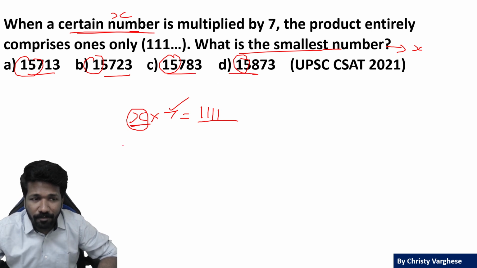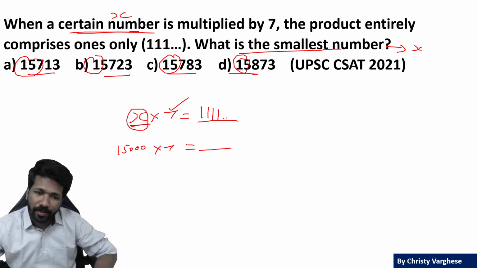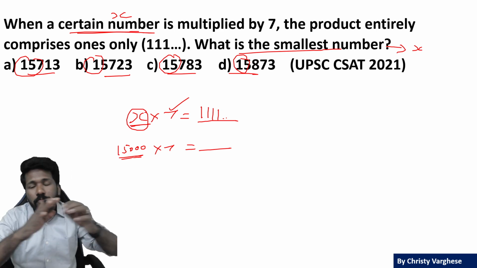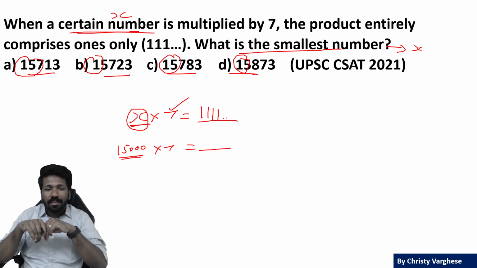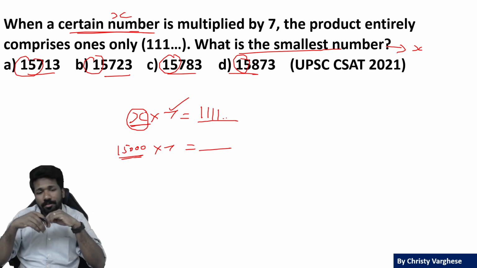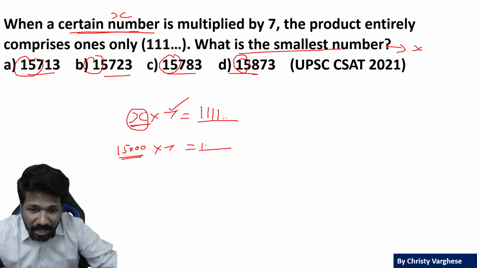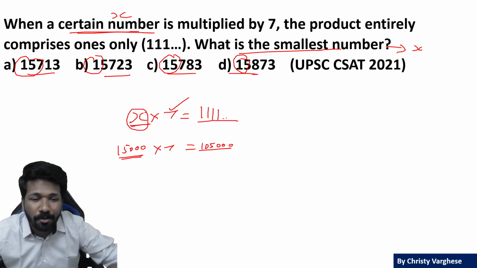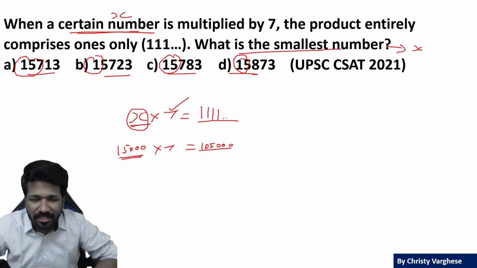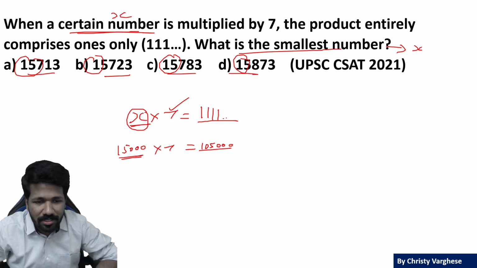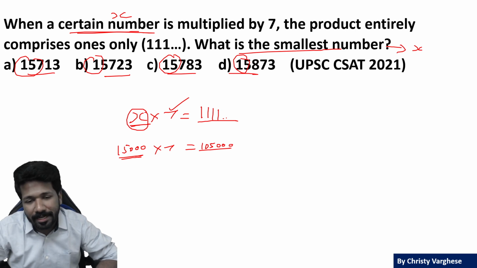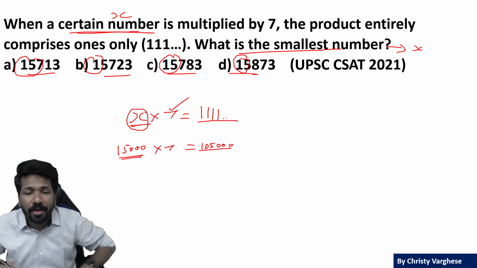So if option A or option B or option C or option D is the answer, that is 15,000 something into 7, that is equal to 1111. How many ones, we still don't know. But by this idea that all options are in the 15,000 range, that will give you clarity. 15 into 7 is what? 15 into 6 is 90, 15 into 7 is 105. If you know some speed maths, that will help you do that multiplication a little faster. Maybe in another session we will discuss speed maths in detail for UPSC CSAT. So anyway, 15,000 into 7 is 105,000.